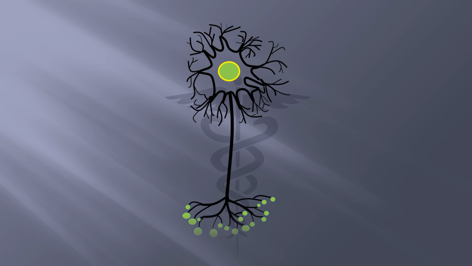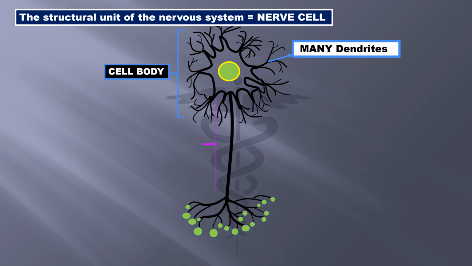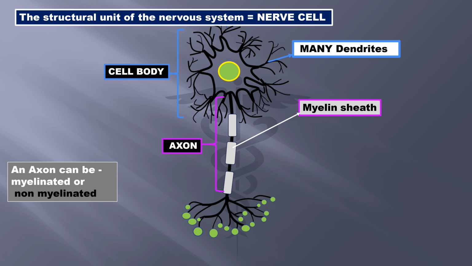The structural unit of the nervous system is the nerve cell. This is the cell body with many dendrites arising from it. Below is a single axon. An axon can be myelinated or non-myelinated. When myelinated, it is covered by the myelin sheath. There are gaps in between the myelin sheath, and these are called the nodes of Ranvier. At the end of the axon are the axon terminals.